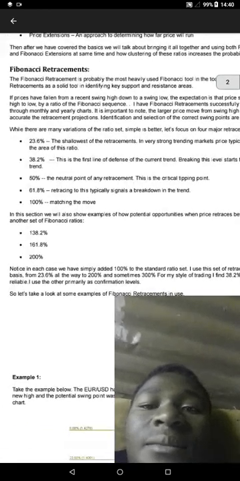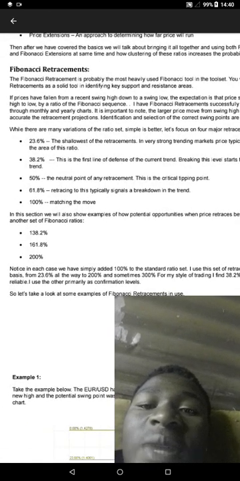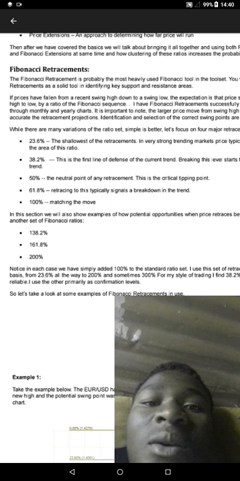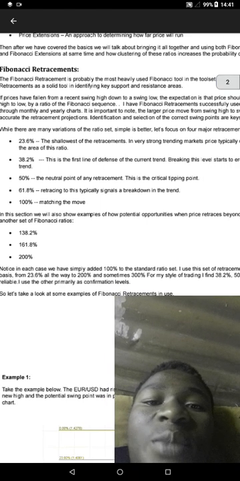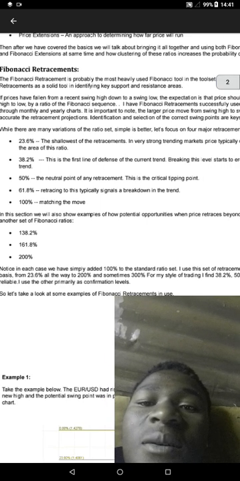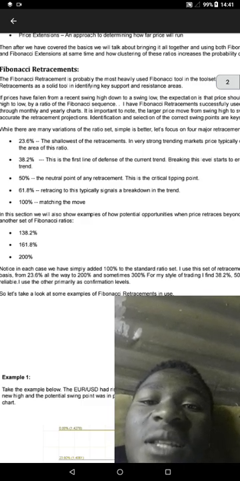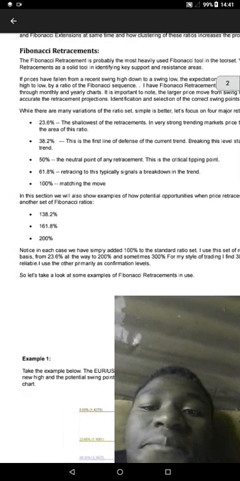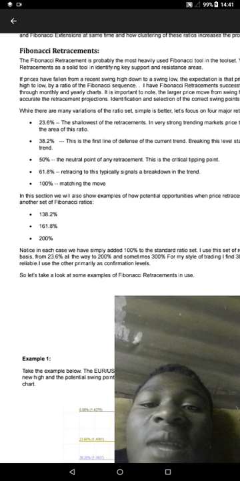underlying trend. Number three, then we have 50%. The natural midpoint of a retracement. This is a critical tipping point. Then number four, we have 61.8%. Retracing this far typically signals a breakdown in a trend. Then the last we have 100%, matching the move.